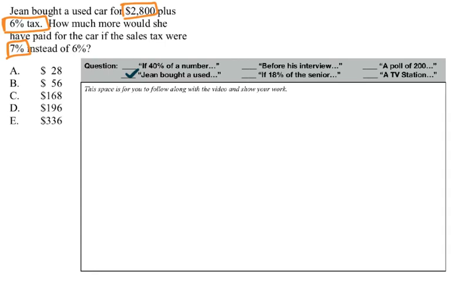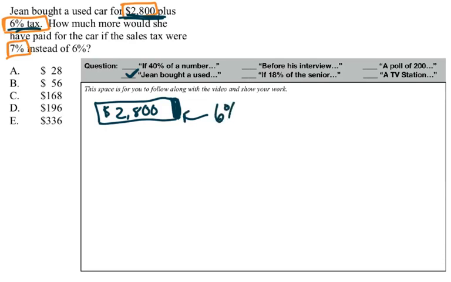So let's go ahead and make the original price represented by a box of certain size. So we can say that is $2,800. And then we have a 6% sales tax. So when we think about this, we know that 50% would be about half. We know that 25% would be about a quarter or a fourth. 6% is going to be pretty small. So let's make a little extra money on the end here. We'll call that a 6% tax.